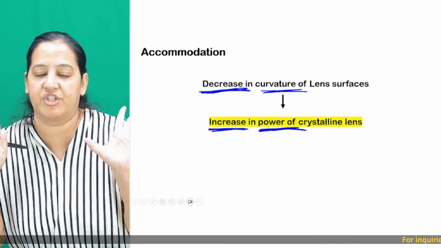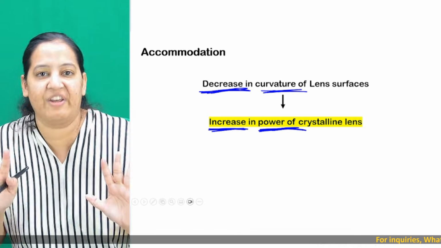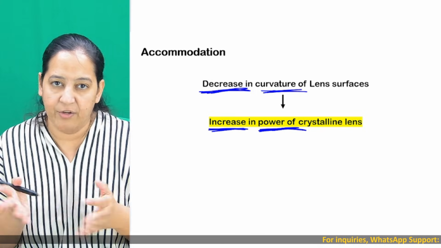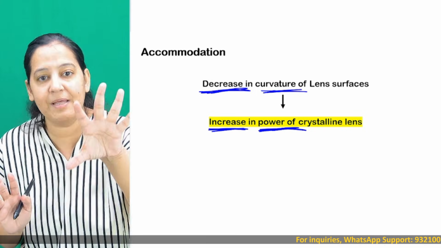This is the definition of accommodation. You have to write this definition in your exam. The rest is everything for your understanding; you don't have to write all that stuff. This is the main thing you have to write.